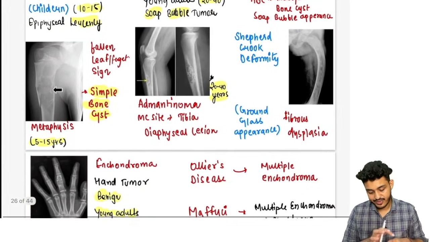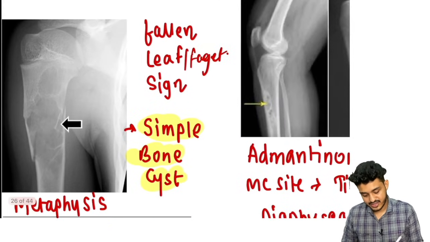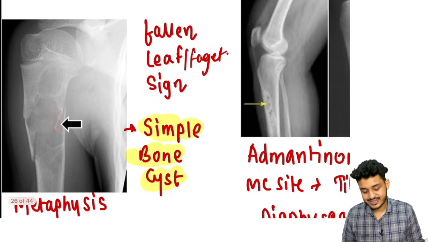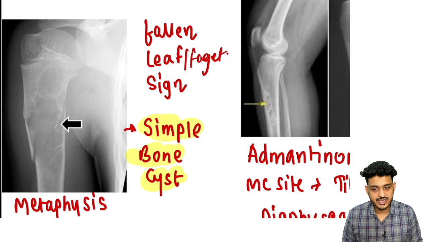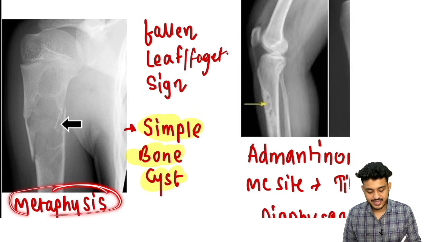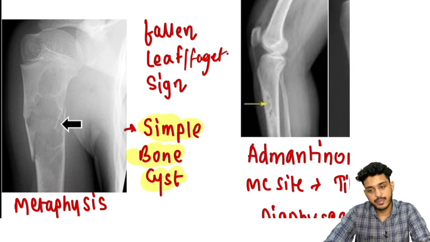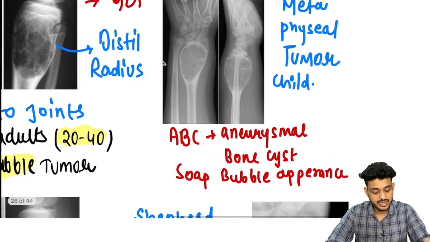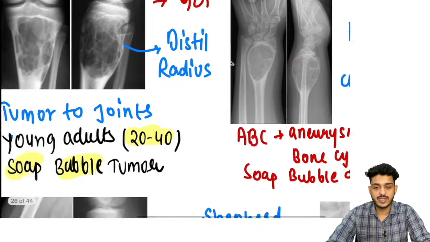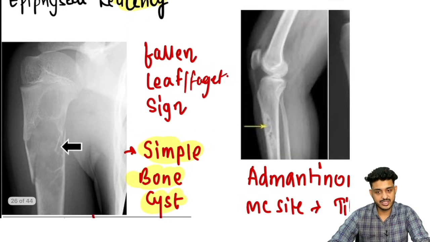The next one we have is the fallen leaf sign or fidget sign. Can you appreciate this sign? This is known as fallen leaf sign or fidget sign, seen in the metaphysis. This is suggestive of simple bone cyst, SBC, simple bone cyst. And in aneurysmal bone cyst, you will have what? Soap bubble appearance. Here you will have simple bone cyst, beta.